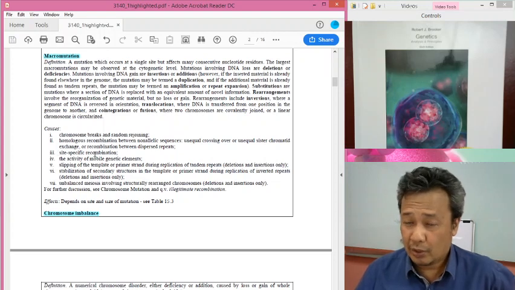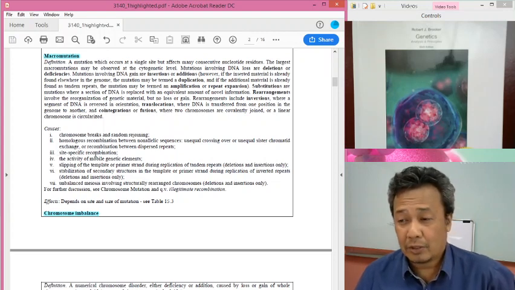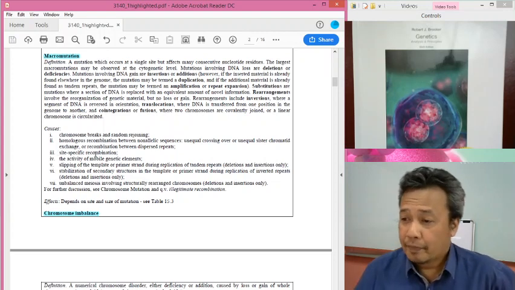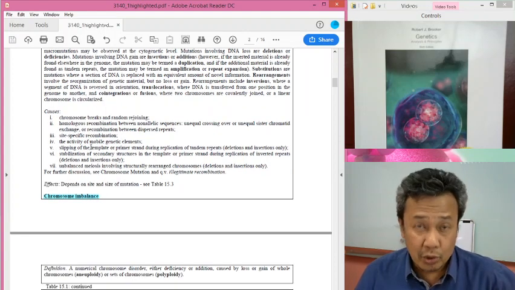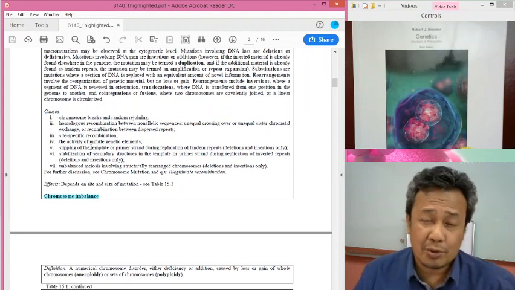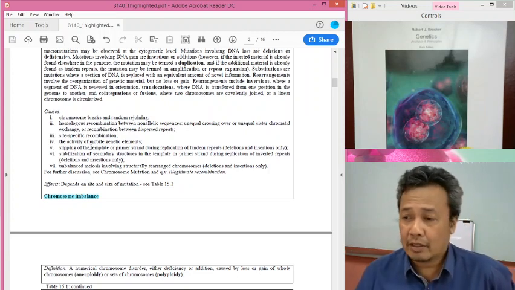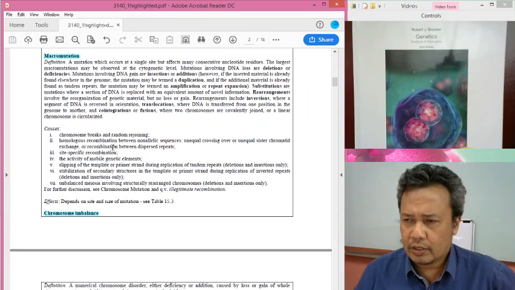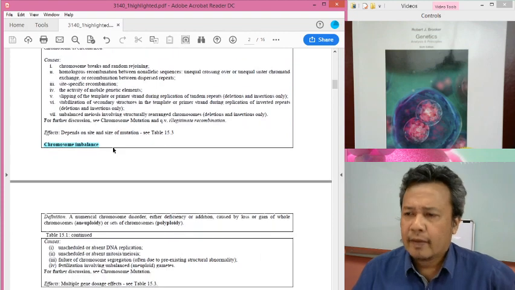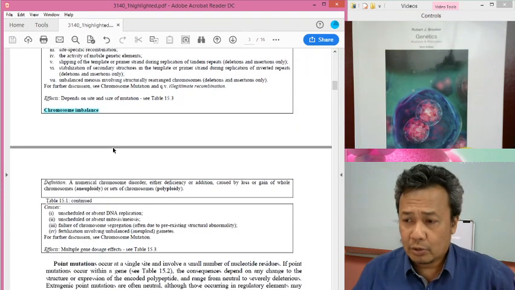Site-specific recombination, we'll look at that in the recombination topic. Mobile genetic element transposons. I'm not sure whether you're familiar with transposons. We talk about Barbara McClintock, then we talk about transposons. So these are some of the causes of macromutations. And then finally we look at chromosome imbalance.